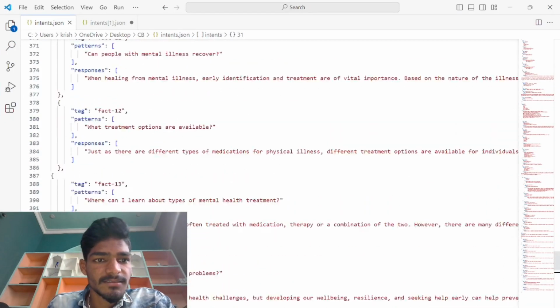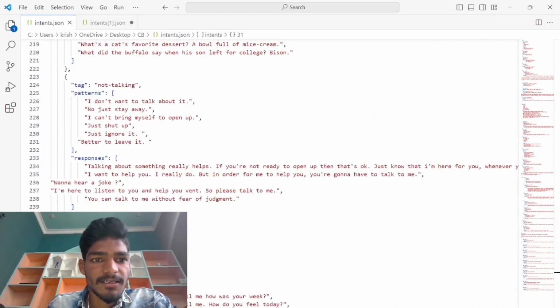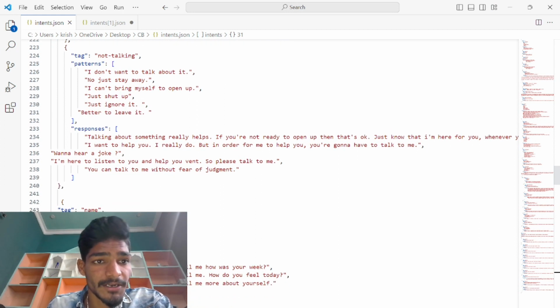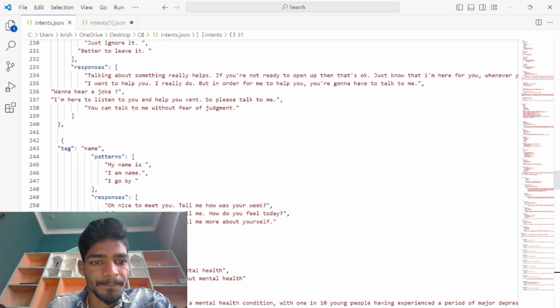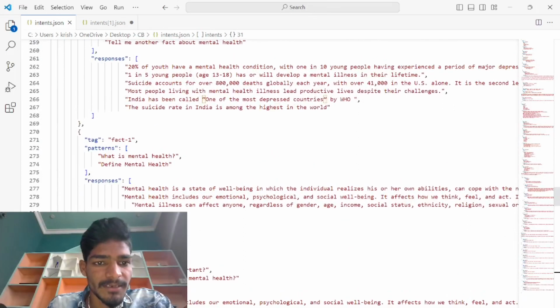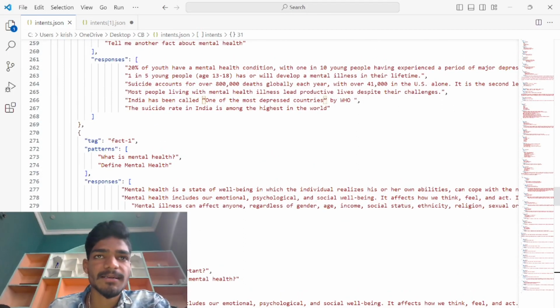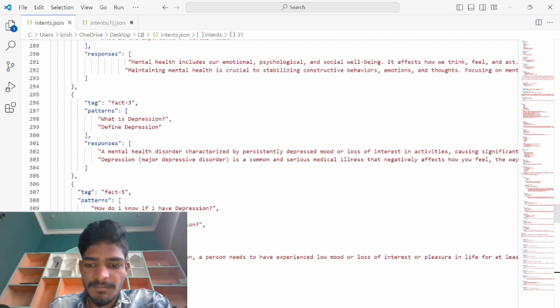And this was our data set. It contains the tag, patterns, responses. According to the pattern, I don't want to talk about it, it gives a response like talking about something really helps. And about mental health, if you type, according to the pattern, what is mental health, it gives the response that mental health is something.